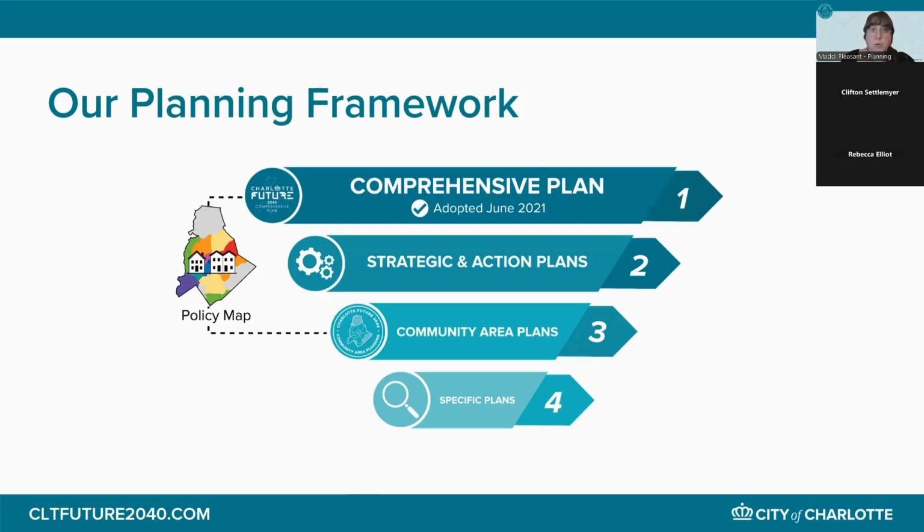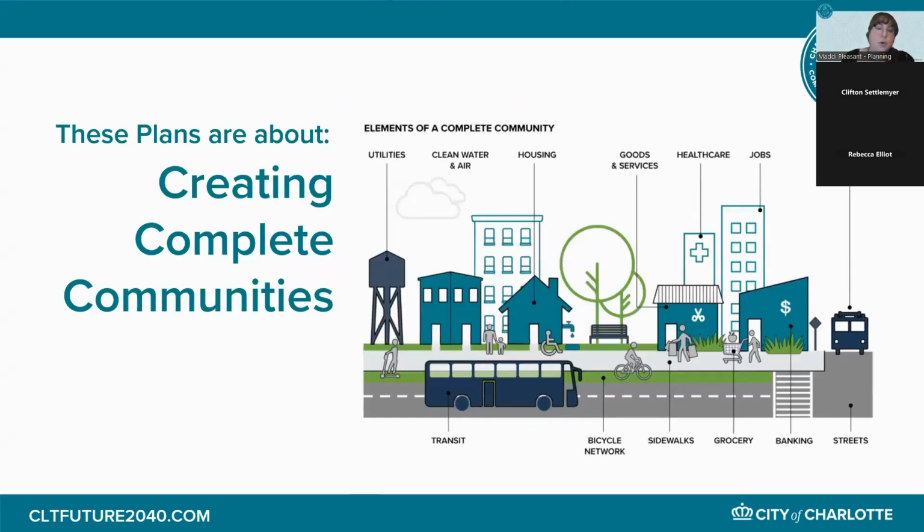Then, level three are the community area plans. These provide more guidance for the appropriate land uses, building form, and infrastructure needed throughout the plan geography. And then level four is specific plans, which focus on even smaller geographies and provide more guidance for implementation of specific projects. It's important to note that levels two through four build upon the vision and goals outlined in the comprehensive plan. Community area plans are essentially about creating complete communities, which means creating places that integrate housing, job opportunities, and daily goods in an accessible manner. In other words, where you live, work, and play.